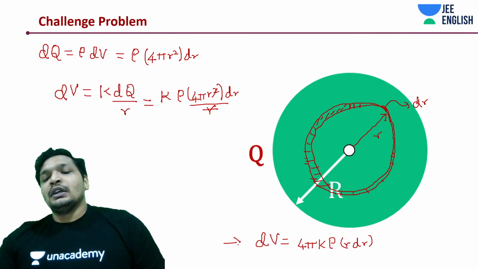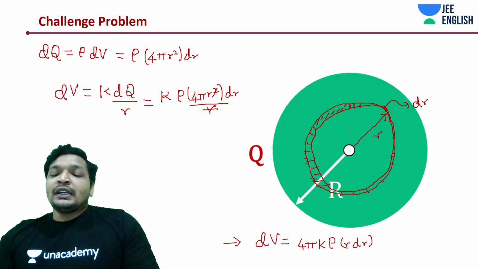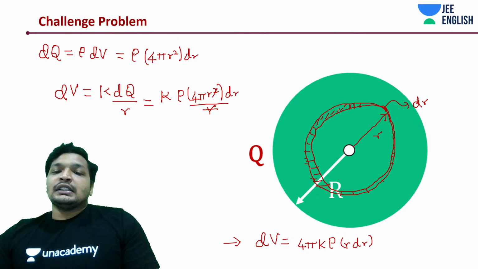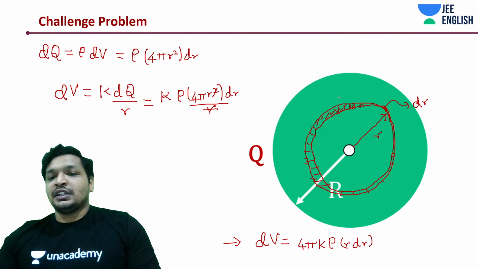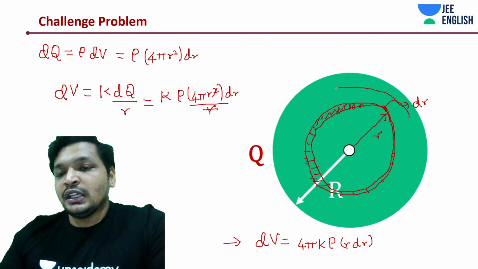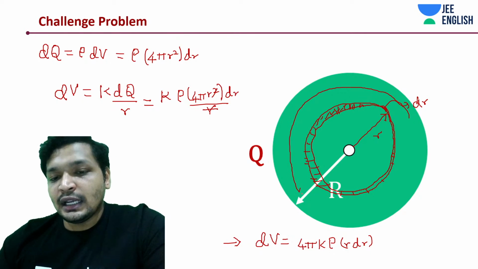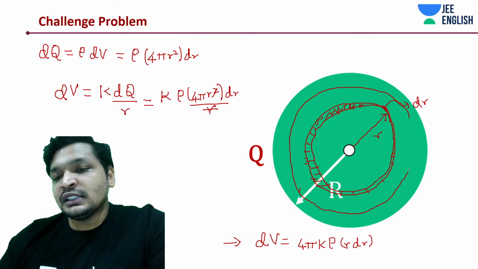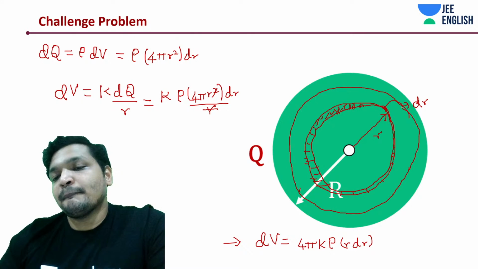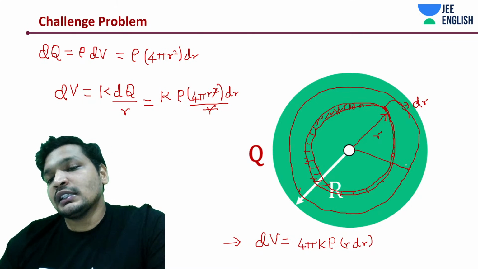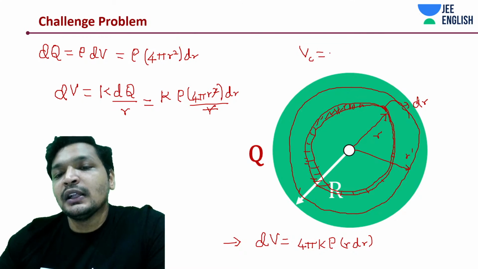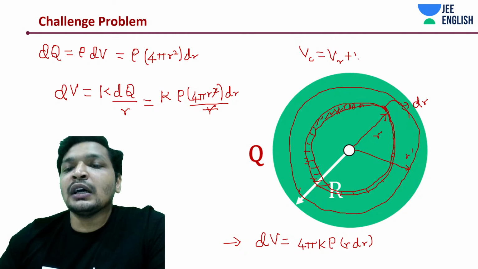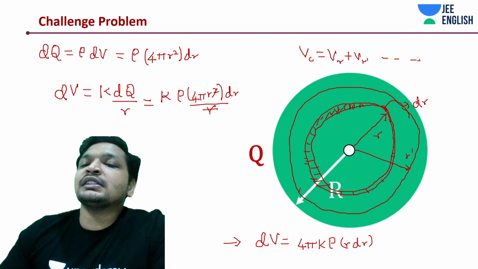Okay, now I need to integrate it not just for this one shell, but I need to add up the contributions due to multiple such shells. If I'm talking about another shell over here at a distance, let's say r dash, the potential at the center is going to be like due to radius r, due to r dash, and so on. Many such shells will be there.